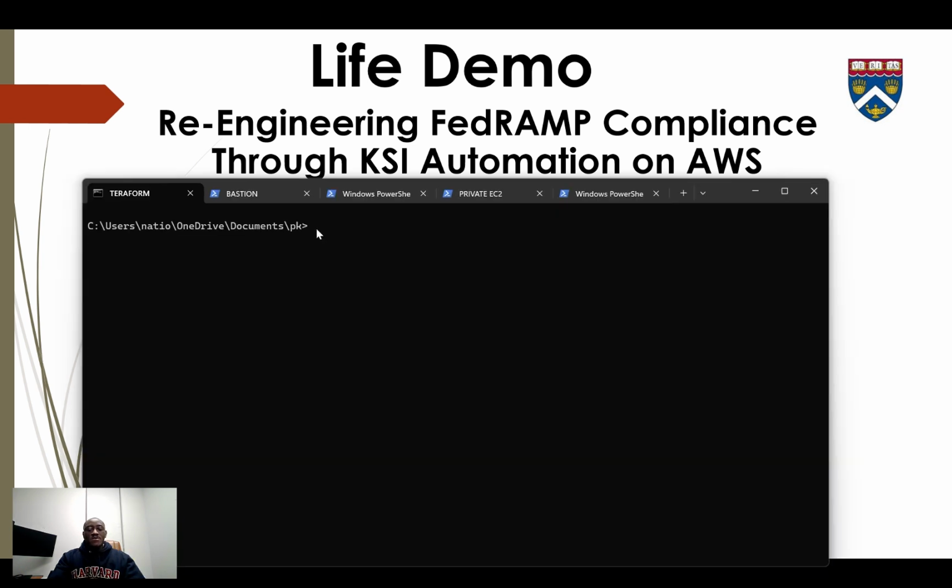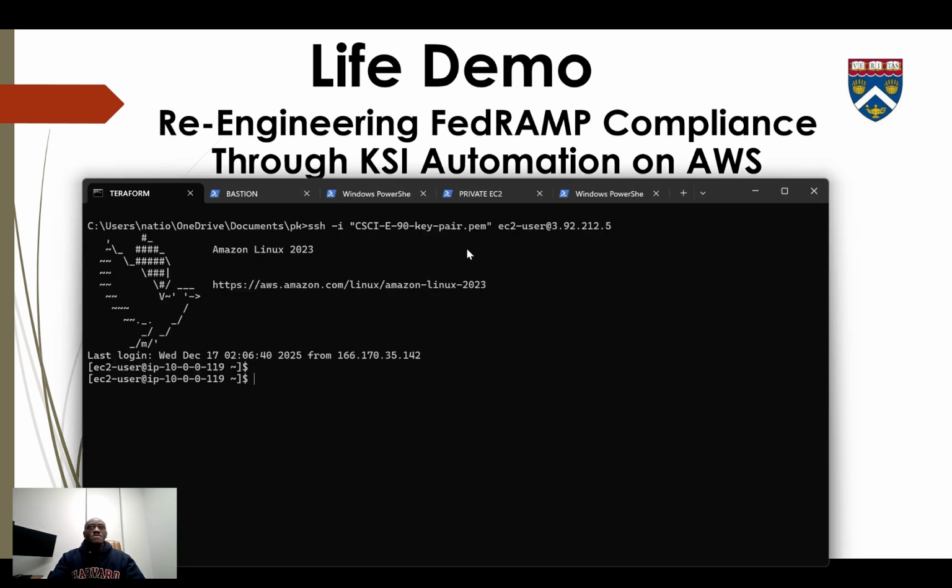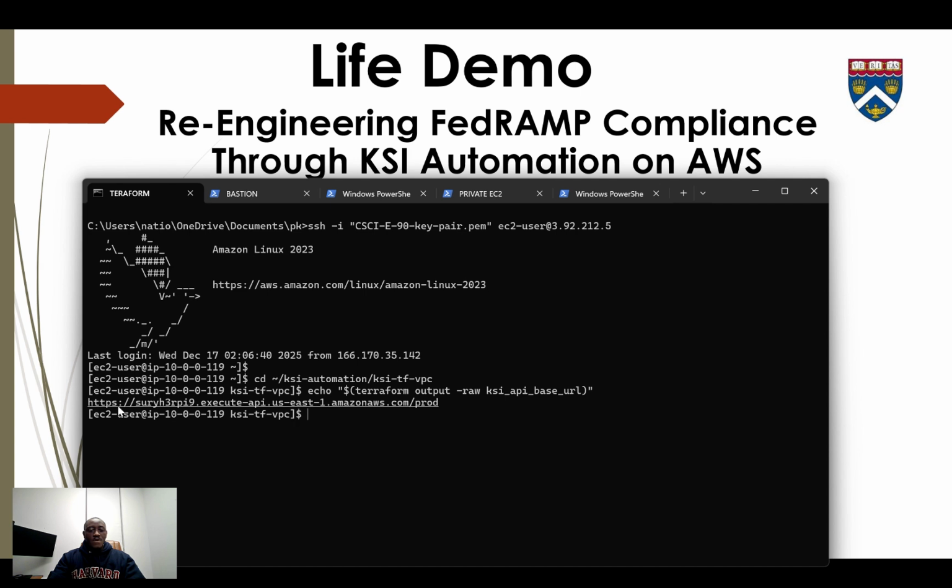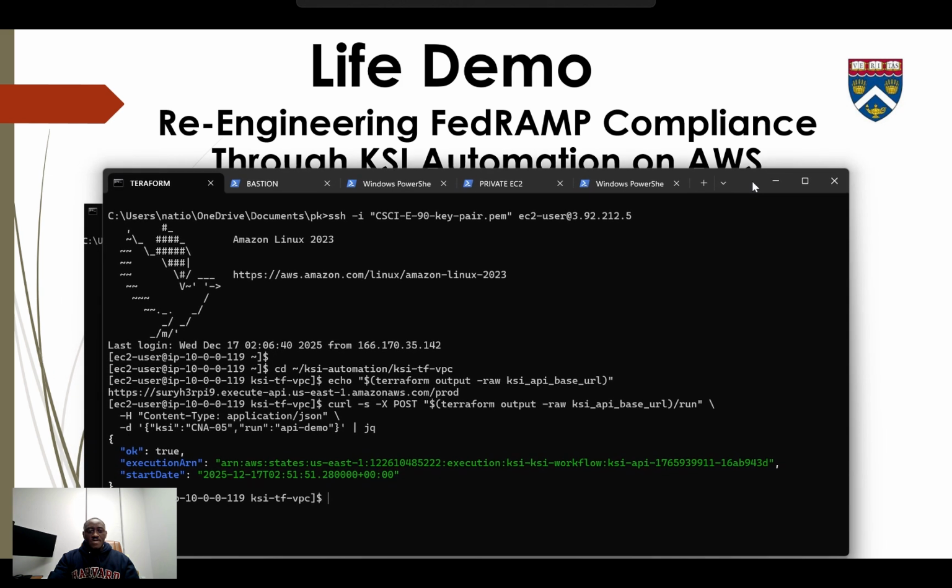I'm going to SSH into the EC2 instance. Now I'm in the EC2 instance. I'm going to navigate into the KSI Terraform directory, and then I'm going to get the base URL for the API execute function using an echo command. Now here is the URL. The next step, I'm going to run a curl command to initiate the workflow. You can see the curl command has succeeded.